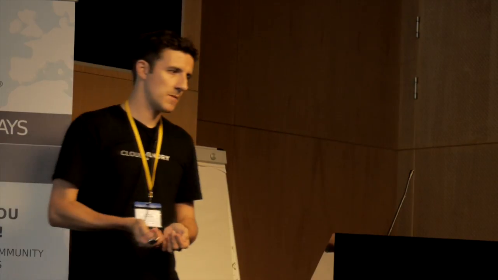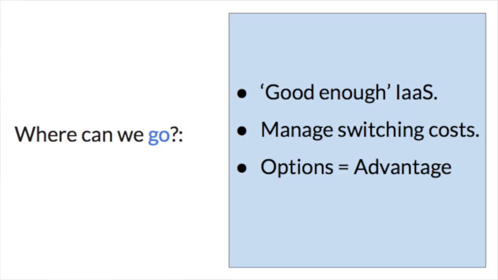So where can we go next? We're in a world where we have good enough alternatives in public cloud. We're able to manage our switching costs with tools that enable us to switch between clouds if we abstract appropriately away from them. And when we have those options, we put ourselves in a position where we have a competitive advantage over other people in our competitive set who don't have those capabilities.